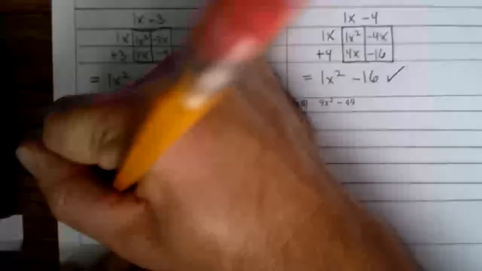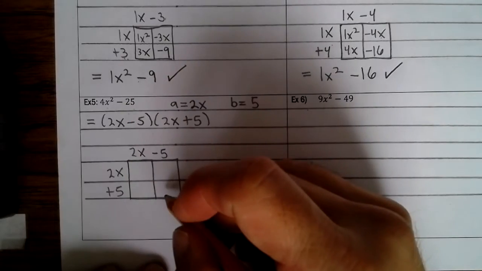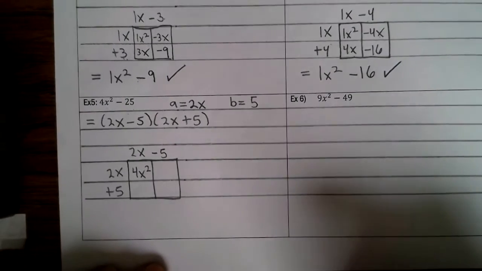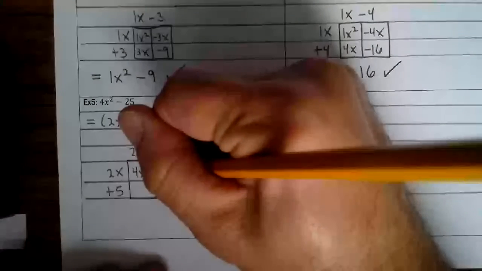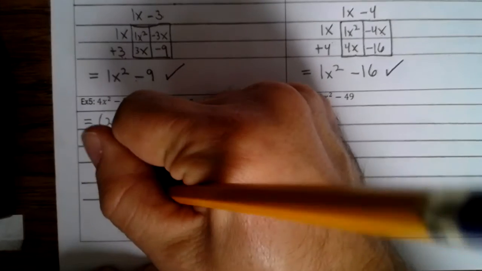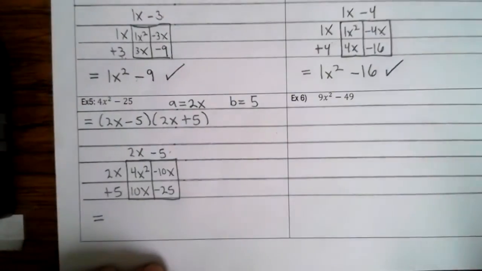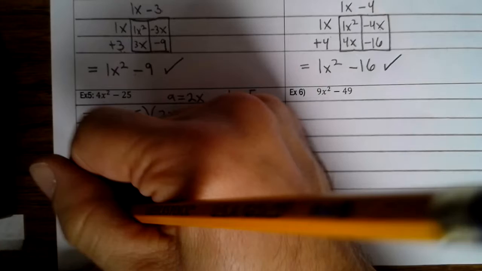So 2x times 2x is 4x squared. 2x times negative 5 is negative 10x. 5 times 2x is 10x. 5 times negative 5 is negative 25. So we get 4x squared. 10x minus 10x is 0, so minus 25. So this checks.